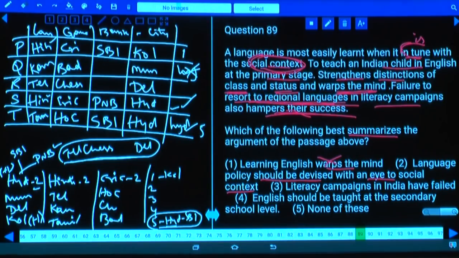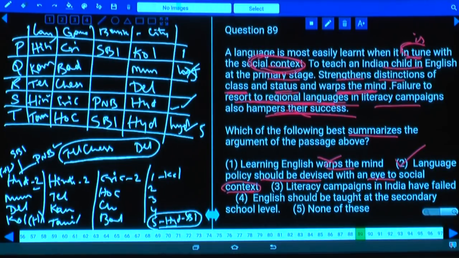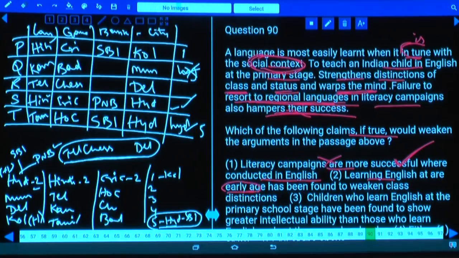Only when it is in tune with the social context can these people learn very fast. And this language policy should be designed in such a manner that, with an eye to the social context, means by relating to the social context. The same statement is represented here. Then what is your answer here? Choice 2. Then question number 90.